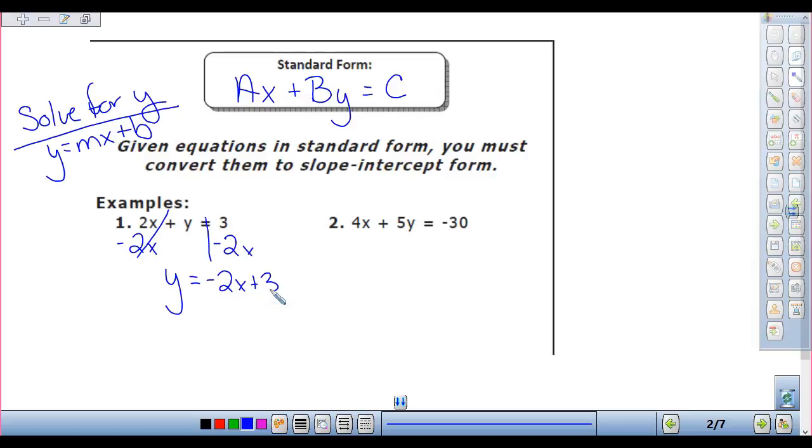Okay, so if we look at number 2, here's the deal. We're always adding and subtracting first. We're always getting the x portion of it. We're always moving that part first. So the x portion is positive 4x. How am I going to move it? Alright, so we're going to minus 4x. So we'll have 5y equals negative 4x minus 30.